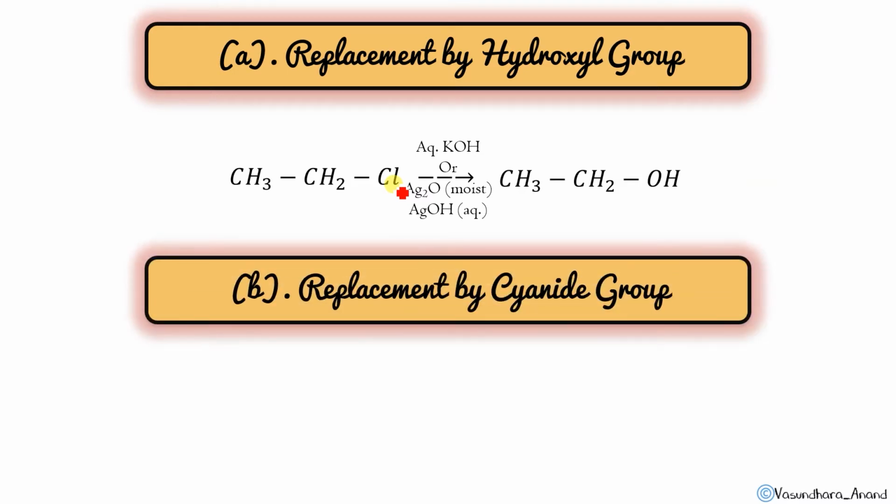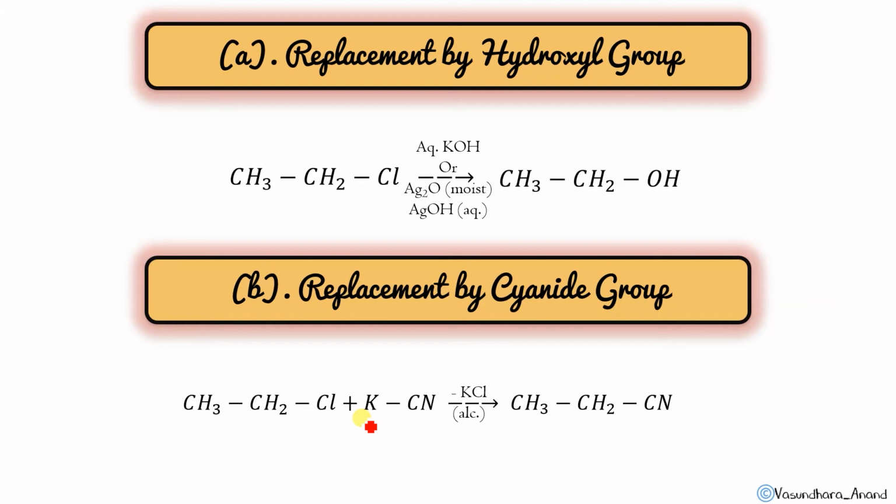Replacement by cyanide group. When we react with KCN, the CN group will replace the Cl minus and attach over here. KCl will be formed. Done. What will be the name of this compound? It will be propane nitrile or ethyl cyanide. Most appropriate is propane nitrile.